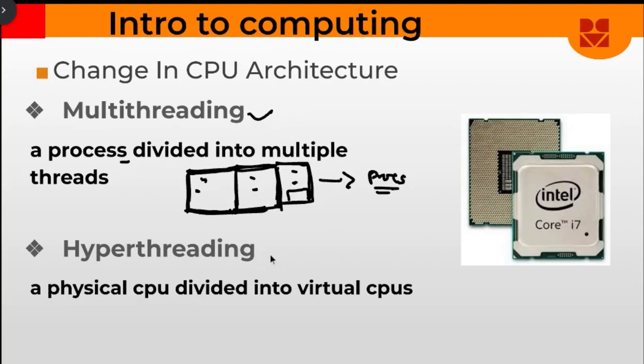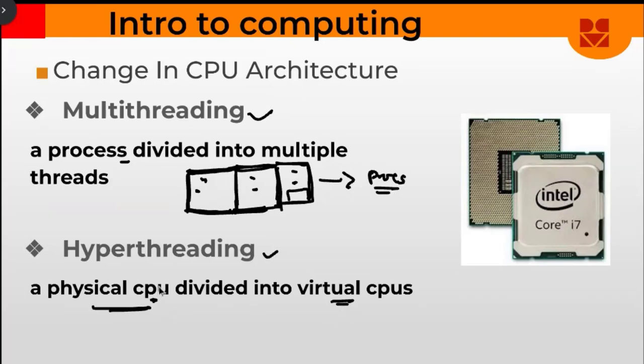But then later, Intel also decided to introduce the concept of hyper-threading, right? Hyper-threading in this sense is just like multi-threading, but this time around, it divides a physical CPU into virtual CPUs, which means that it makes one physical CPU, that's the hardware, look like two or more virtual CPUs. So the system thinks that you have more than one CPU.